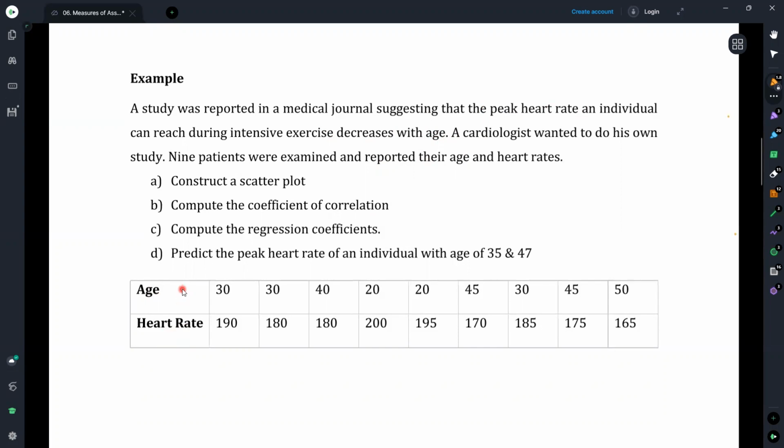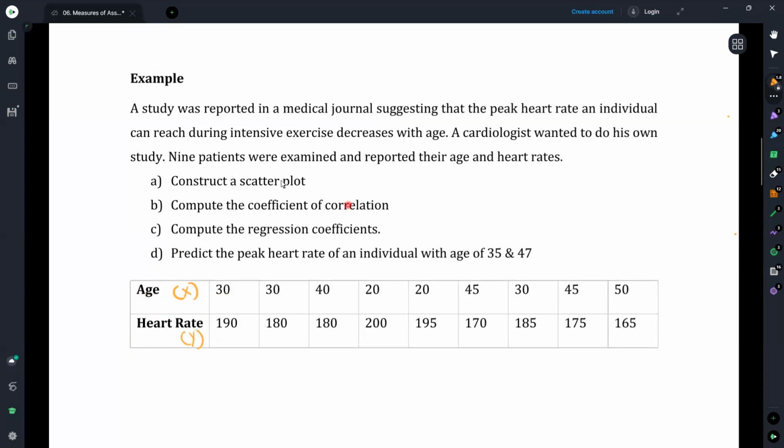Therefore, according to the situation, we need to find out. It is because if we are changing the age, then the heart rate would change, as this medical journal suggests. But if we are changing the heart rate of a patient, it will not change the age of a person, though the other way around it could happen. Therefore, age would be the independent variable and heart rate would be the dependent variable. Since age is the independent variable, we can name age as the X variable and heart rate would be the Y variable.